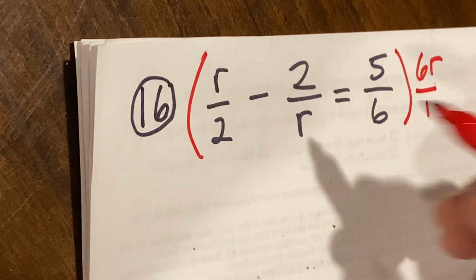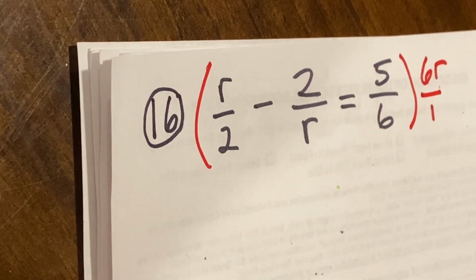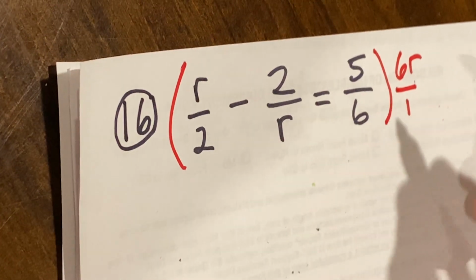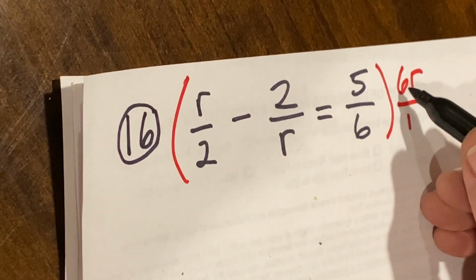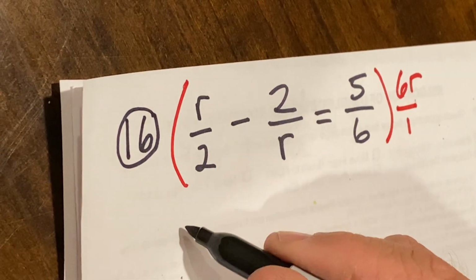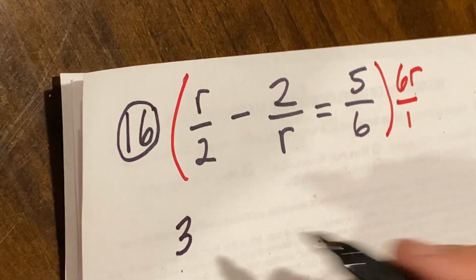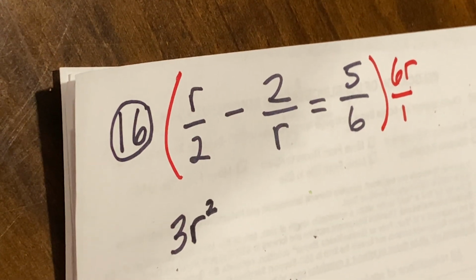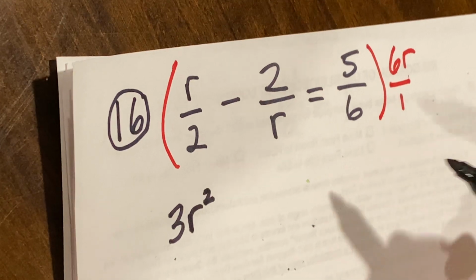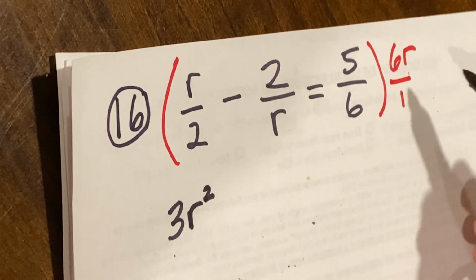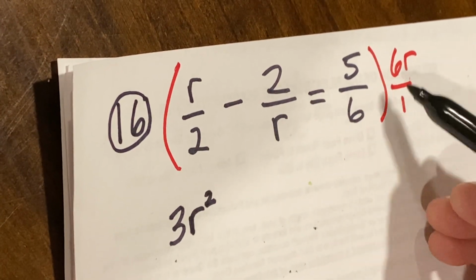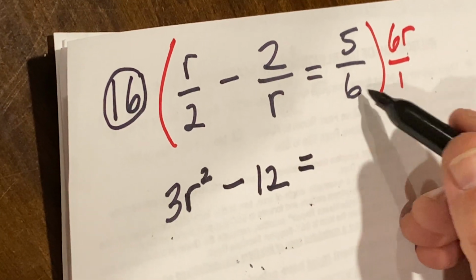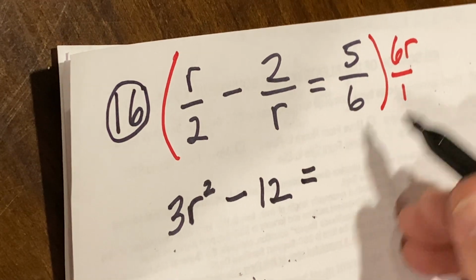Everything. This, this, and this. So now it becomes, let's see, when I do this 2 cancels with this 6 and I get 3, 3r times r is, believe it or not, 3r squared. Ooh, we got a second degree equation here, okay? Now here, this r and this r cancel, and I get 6 times 2 is just regular 12 equals, the 6's cancel, and I get 5r.